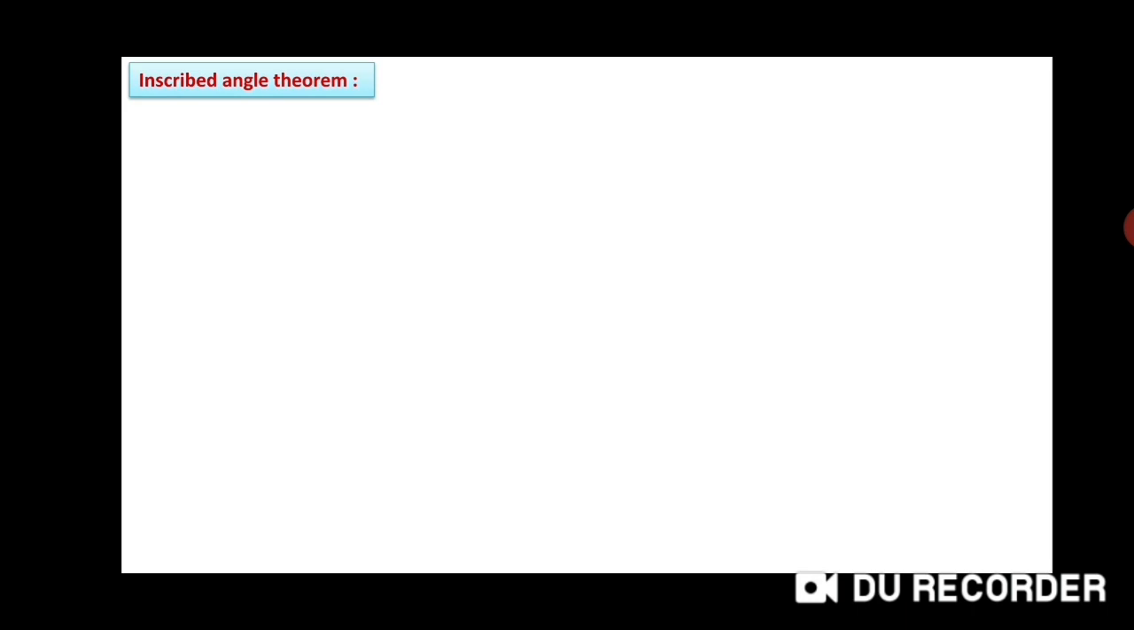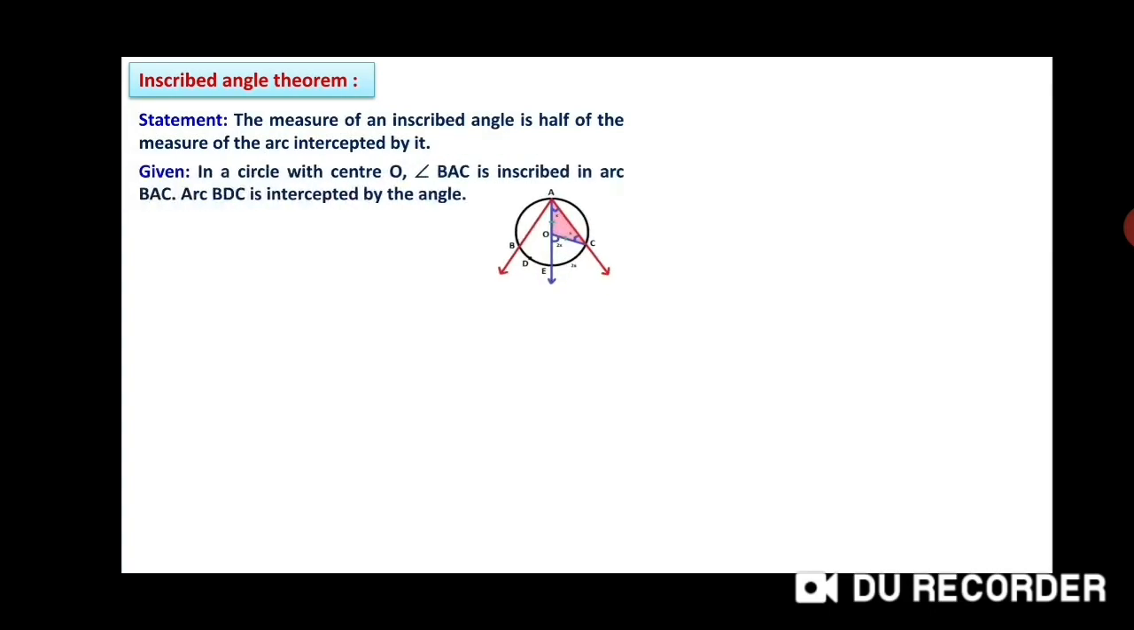So you have to prepare this theorem properly. Statement: the measure of an inscribed angle is half the measure of the arc intercepted by it. So accordingly the figure is like this. From the statement and the figure we can write, in a circle with center O, angle BAC is inscribed in the arc BAC. Arc BDC is intercepted by the angle. So what you have to prove is angle BAC is equal to half the measure of arc BDC.